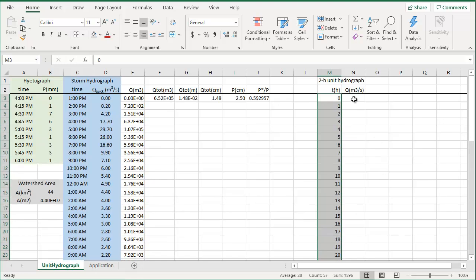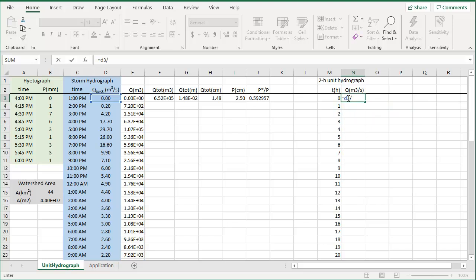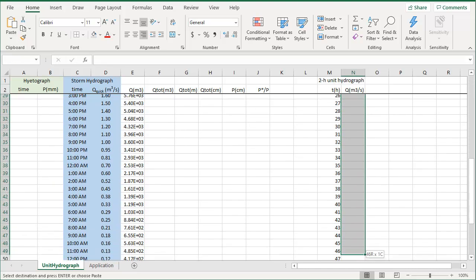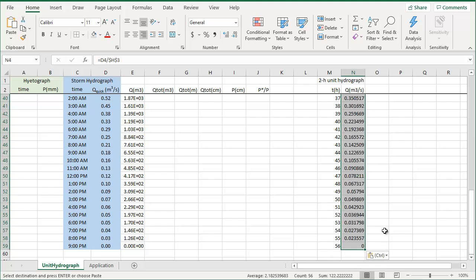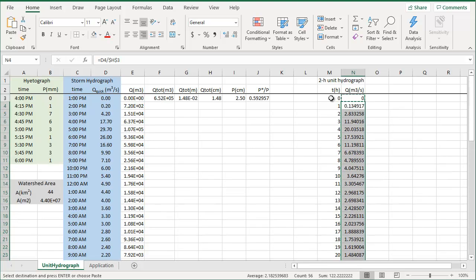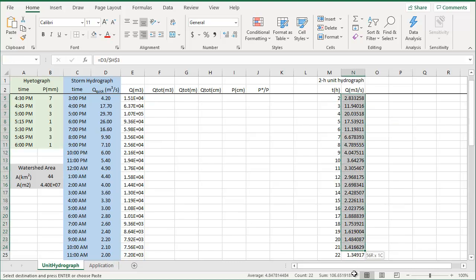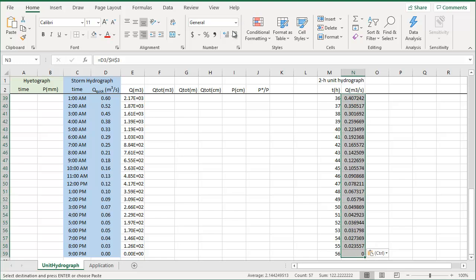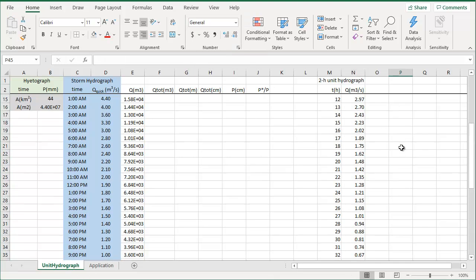Okay. And now, again, I'm going to take the discharge that I observed in cell D3, and I have to scale this by dividing by the value in cell H3. So $H$3, because it's an absolute cell reference. And there we go. Let's just copy this down. This is going to be my unit hydrograph now. There we go. And I will make this look a little nicer. All right.